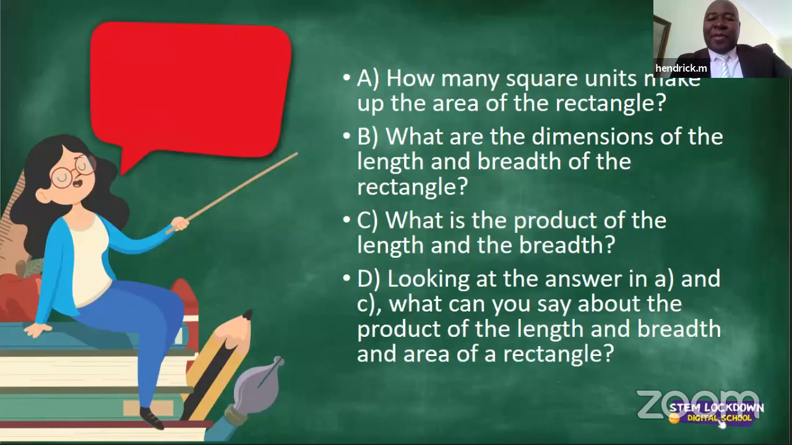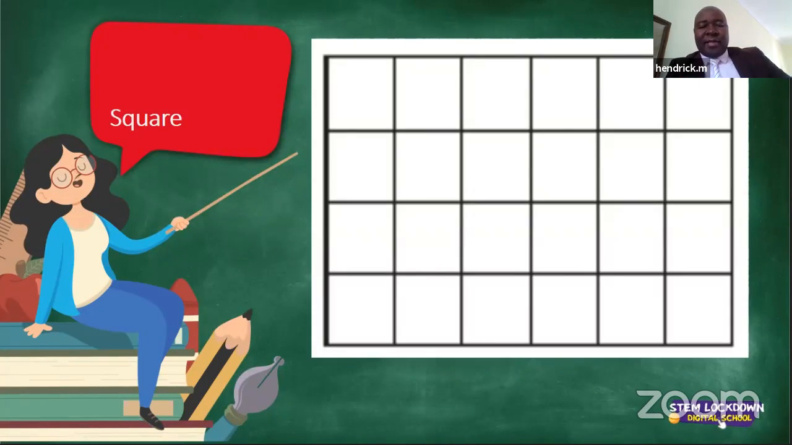And of course, if you look at the dimensions, what are the dimensions in terms of the length and breadth of the rectangle? Meaning, what is the length and what is the breadth? Yes, give me the length and the breadth. The length is 6 centimeters long, because we've counted the number of squares. Okay, and then the breadth.